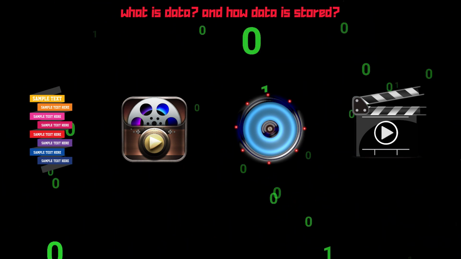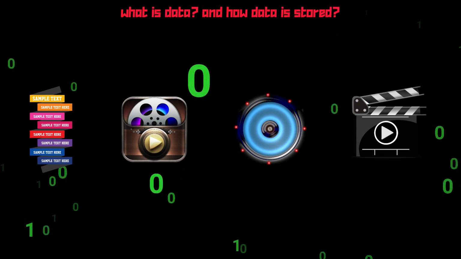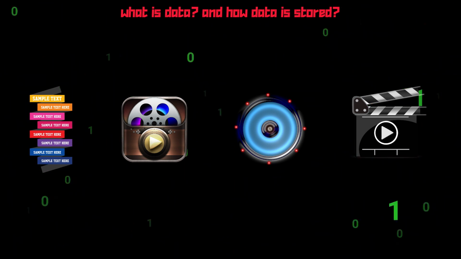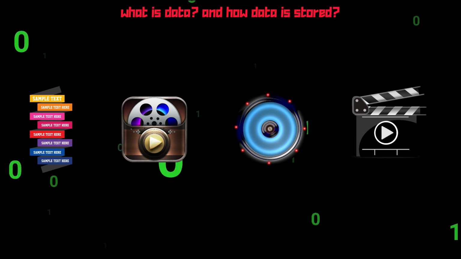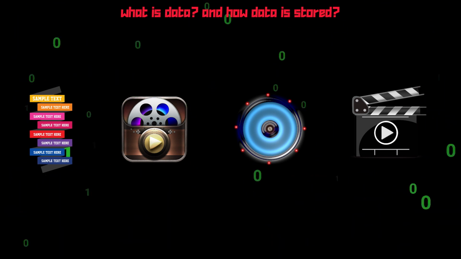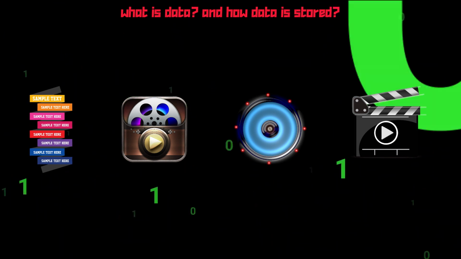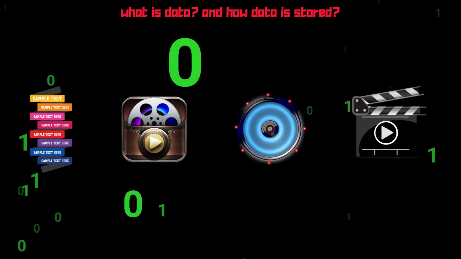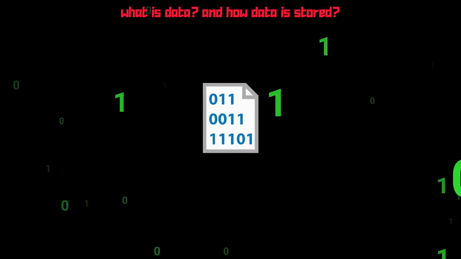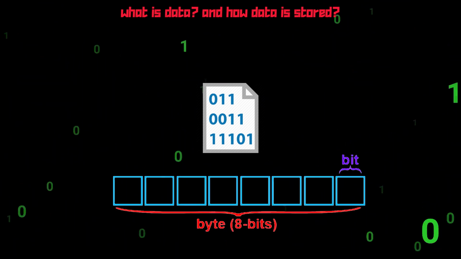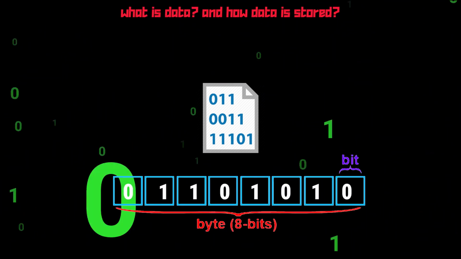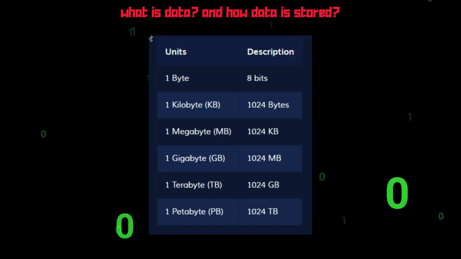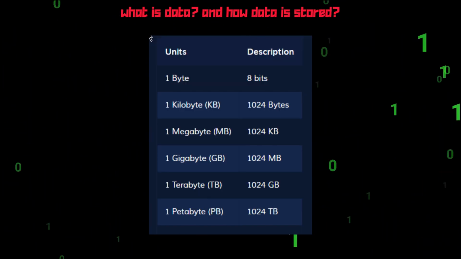Come to the next question: how is data stored? Computers represent data, for example, text, images, sound, and video, as binary values that employ two numbers, 1 and 0. The smallest unit of data is called a bit, and it represents a single value. Additionally, a byte is 8 bits long. Memory and storage are measured in units such as megabytes, gigabytes, terabytes, petabytes, and exabytes.